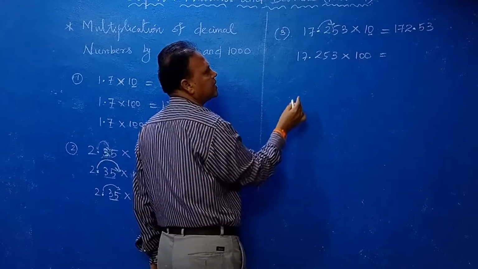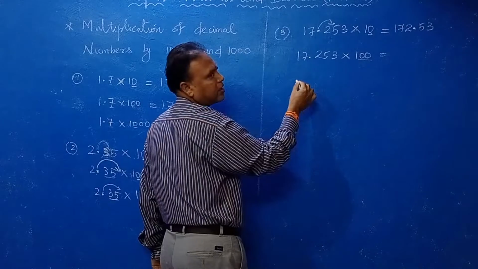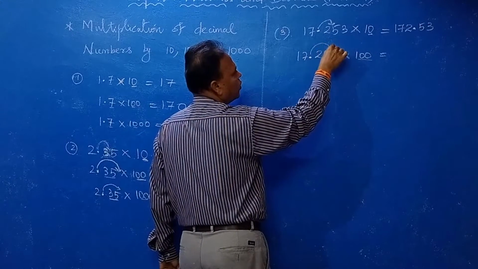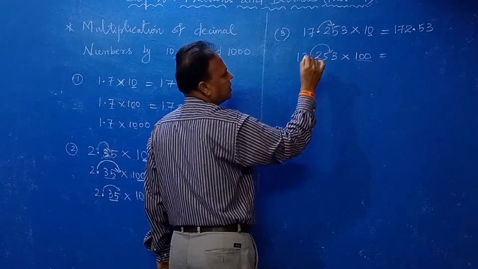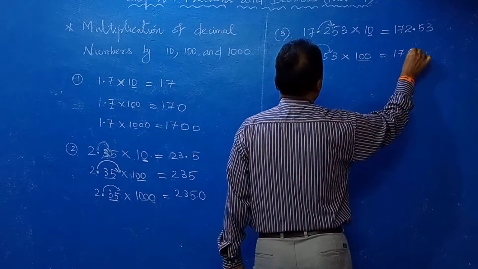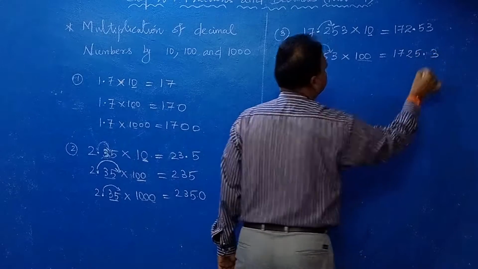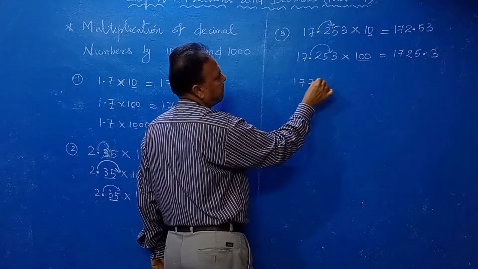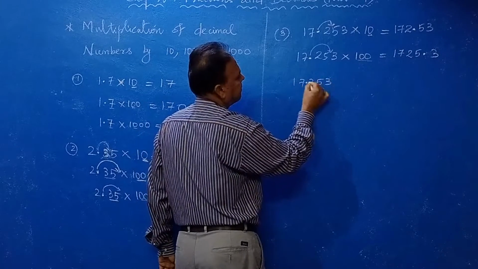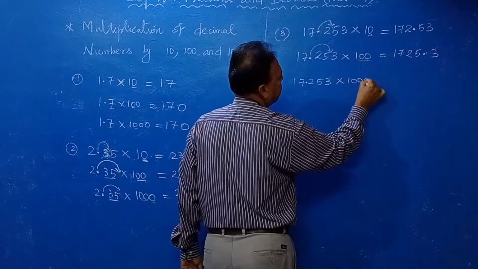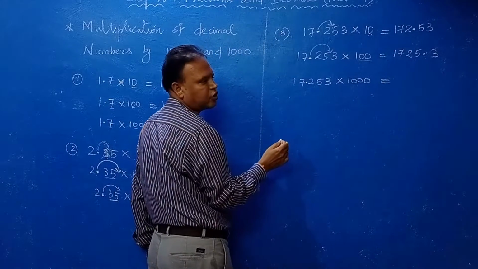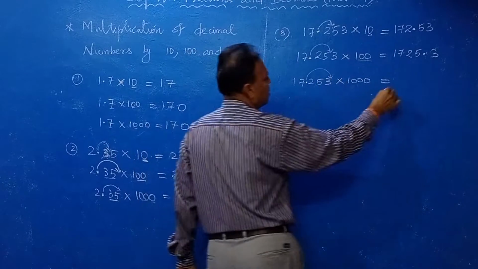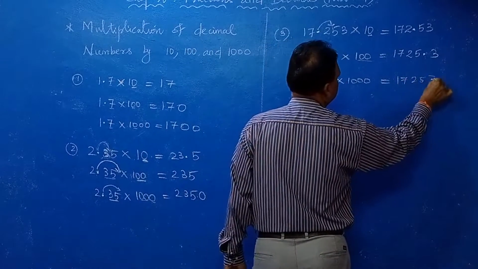Multiply by 100 means 2 0. One followed by 2 0 means you have to move this point right by 2 digits. That means 1725.3. Same way 1000: one followed by 3 0, so you move this point by 3 digits. That means 17253.